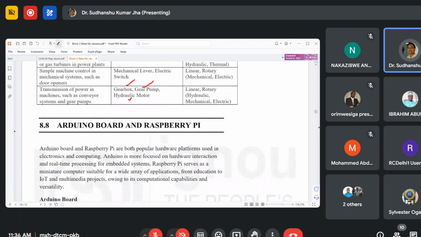Just like that, we have various kinds of sensors. At the same time, we have various kinds of actuators here.